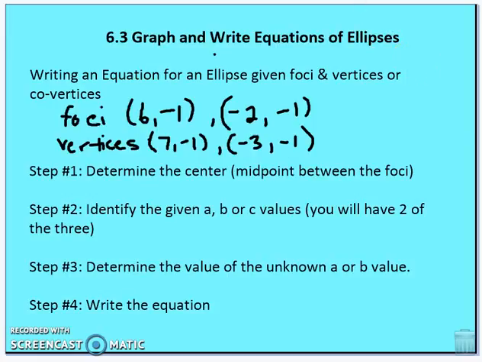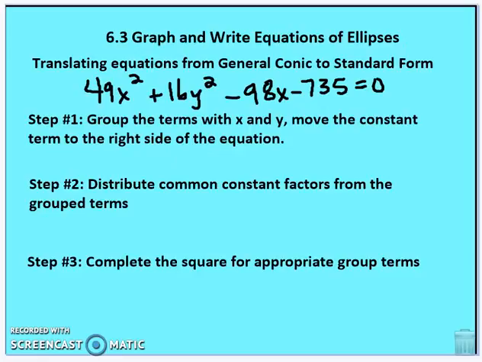All right, so now we're going to move on and we're going to talk about writing equations from general conic form and converting those to standard form. So here is my equation in general conic form. I'm going to convert to standard form. So we're going to group the terms with x and y, move the constant to the right-hand side of the equation.